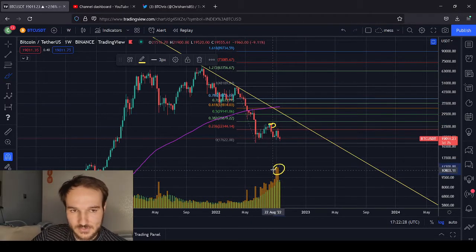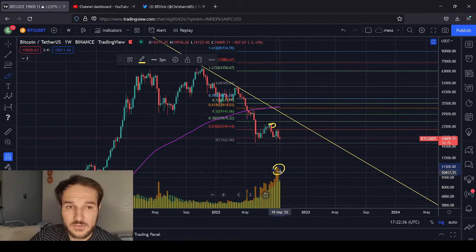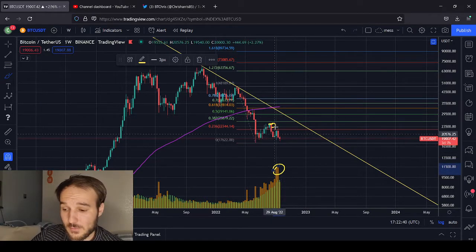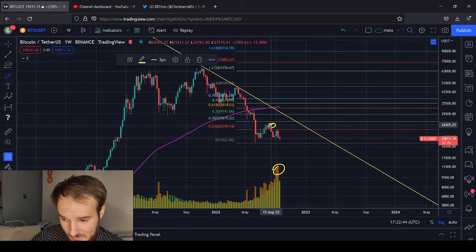I know I keep saying the same stuff over and over again. I'm going to stop talking here in a second. I promise we're almost done, you guys. But the fact that we've double bottomed here, we've got all this volume in, I do think that this move is going to happen quicker. We're going to move up higher and faster than we did in this move.